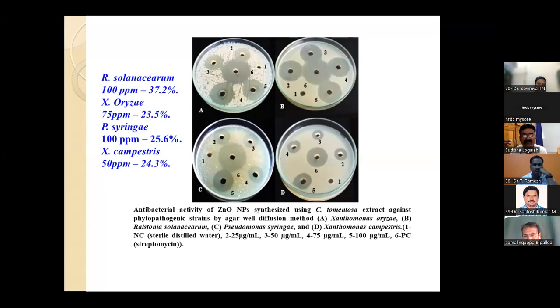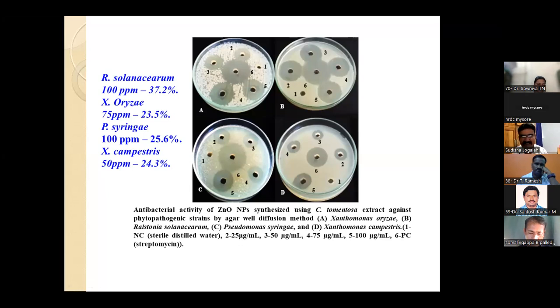For Ralstonia solanacearum, I am talking about zinc oxide nanoparticles at 100 ppm. It has given very significant inhibition, as you can see here. This is the standard we have kept in the middle, and 37.2% is the least one we have recorded in the test sample. Likewise, for Xanthomonas we have used 75 ppm, for Pseudomonas we have used 100 ppm, and for campestris we have used 50 ppm. So we are not crossing the limit.